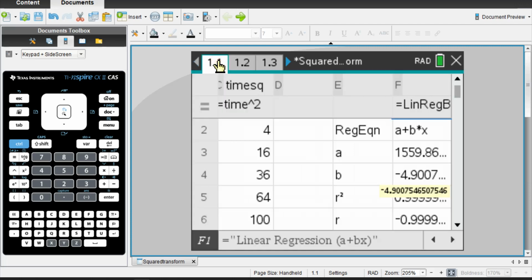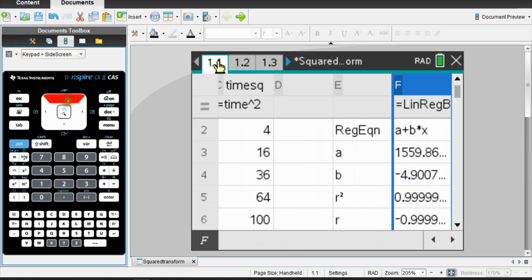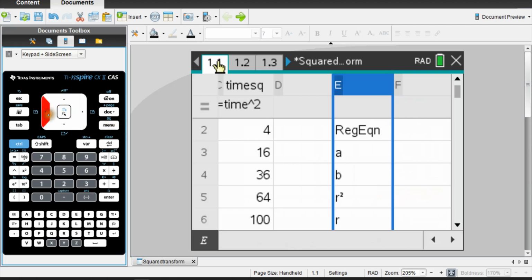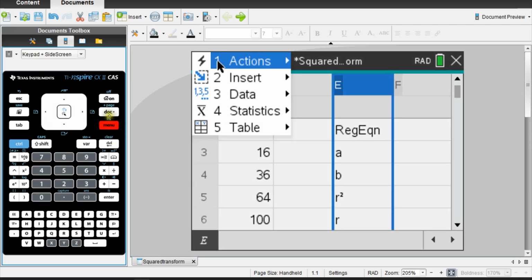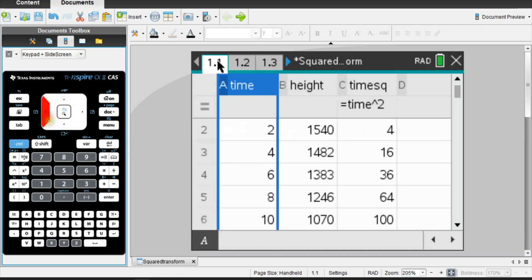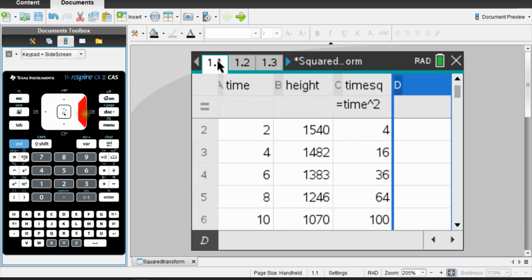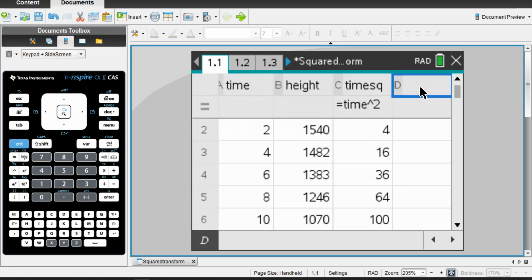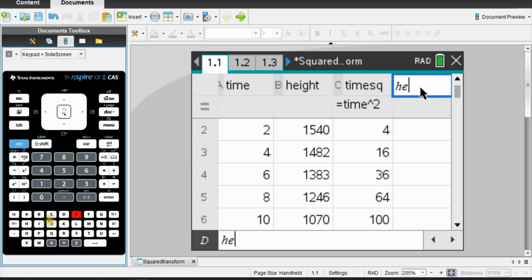So go back to this. Let's get rid of all this because we don't need it anymore, except for the data. Don't get rid of the data. Okay, get rid of this. So I've got time squared already. Now let's square our height. So on this column, let's call this height squared.